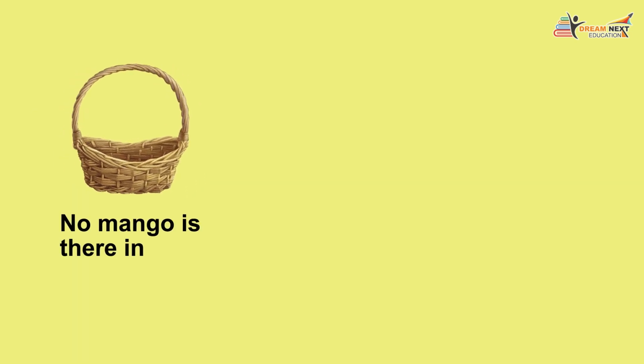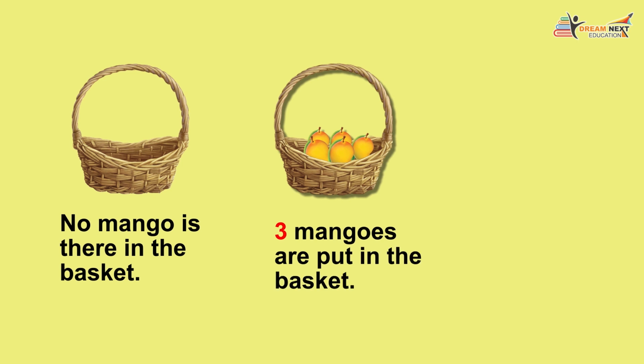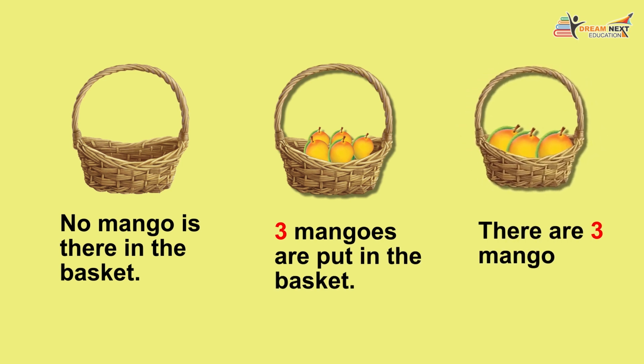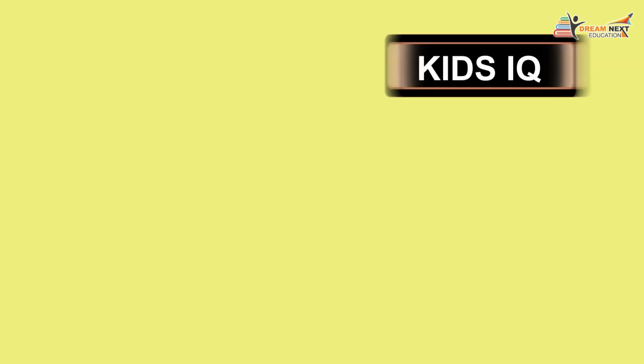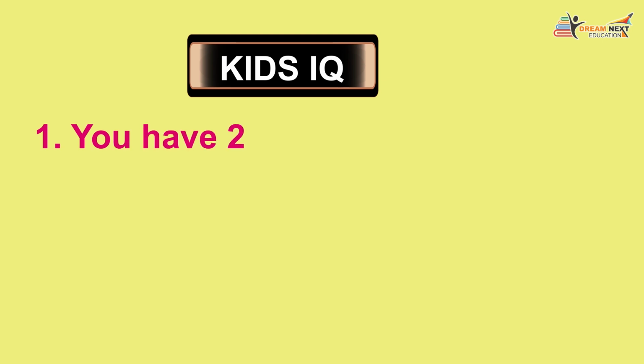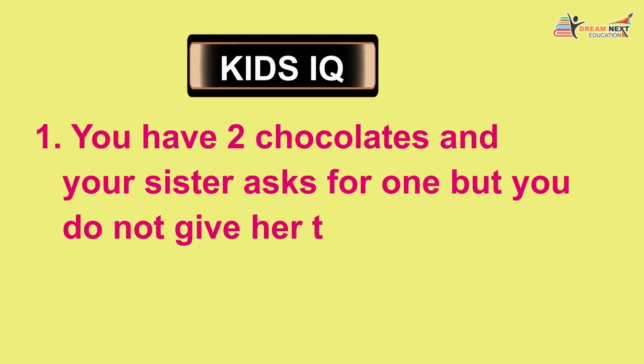No mango is there in the basket. Plus, 3 mangoes are put in the basket, is equal to there are 3 mangoes in the basket. We find 0 plus 3 is equal to 3. Add and write. Kids IQ. 1. You have 2 chocolates and your sister asks for 1, but you do not give her.